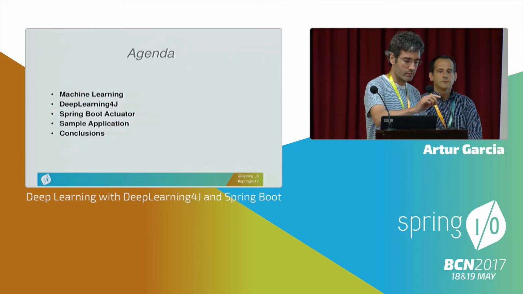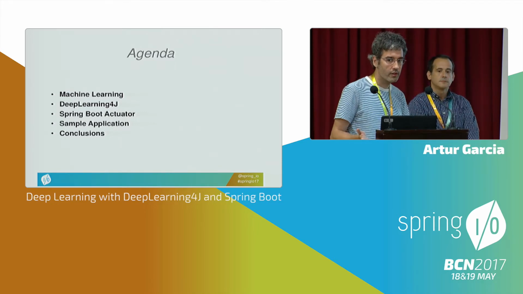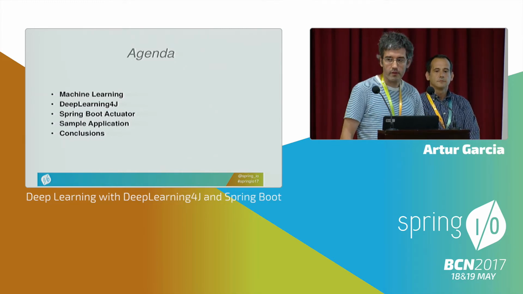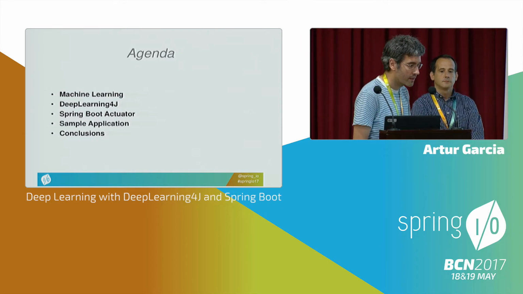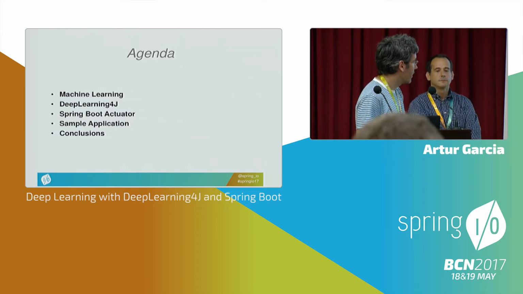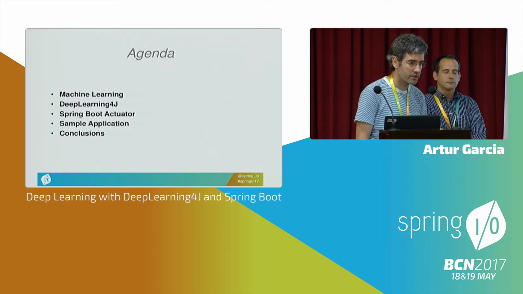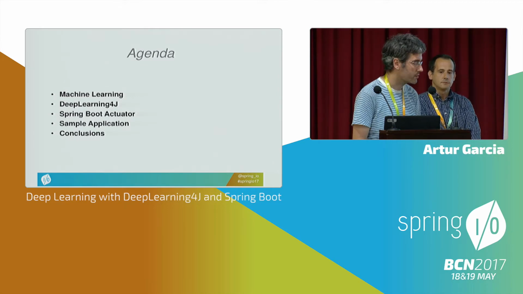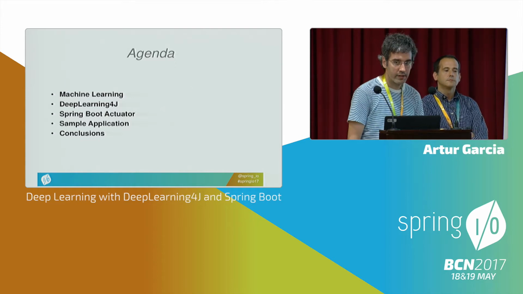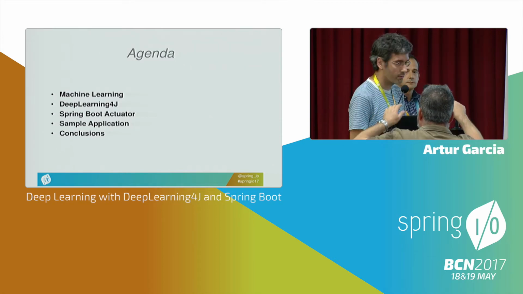This is a little bit of the agenda of this talk. Like I said, it will be a very broad introduction to machine learning. Most of you already know a lot, but it's just trying to link to the implementation we'll be showing afterwards. Then there will be an introduction of this particular library, DeepLearning4J. And then the implementation of an optimization of a neural network using the tools that Spring provides, in particular Spring Boot and the Spring Boot Actuator. And then a sample application and some conclusions.